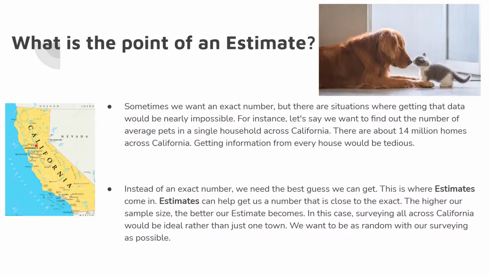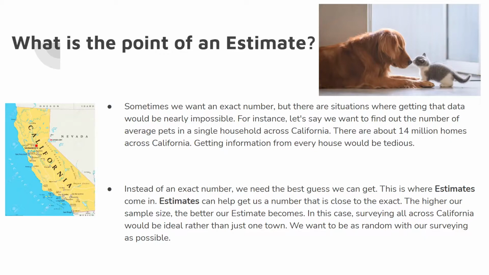What is the point of an estimate? Sometimes we want an exact number, but there are situations where getting the data would be nearly impossible. For instance, let's say we want to find out the average number of pets in a single household across California. There are about 14 million homes across California, and getting information from every house would be tedious and nearly impossible. So instead of an exact number, we need the best guess we can get. This is where estimates come in.